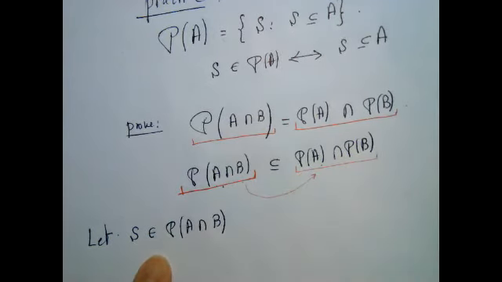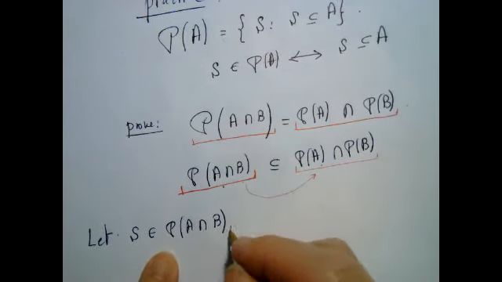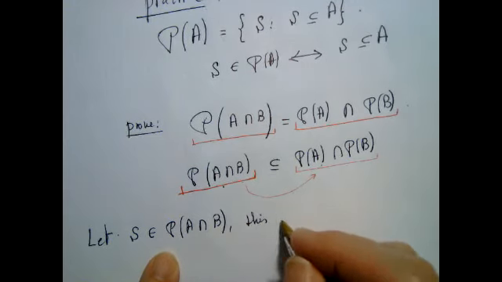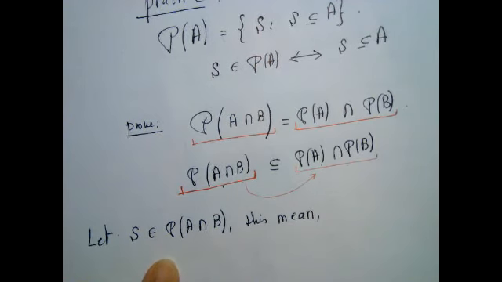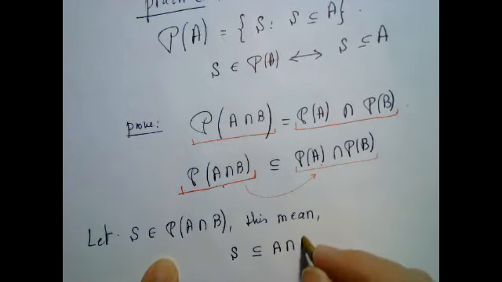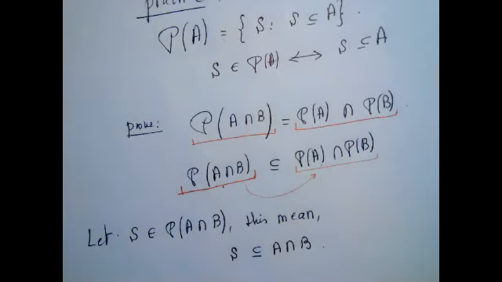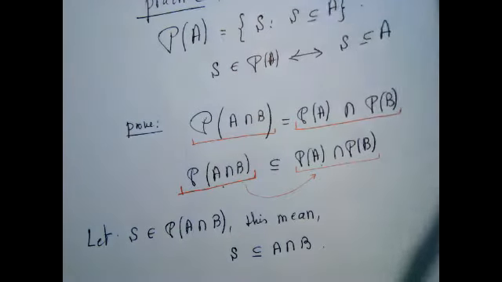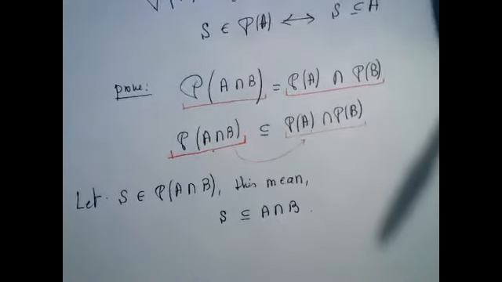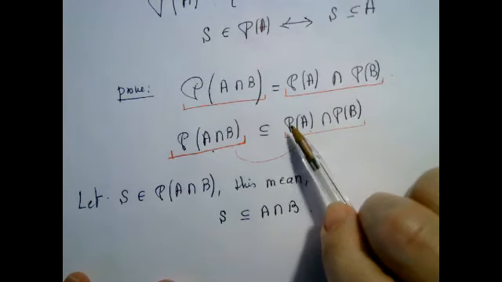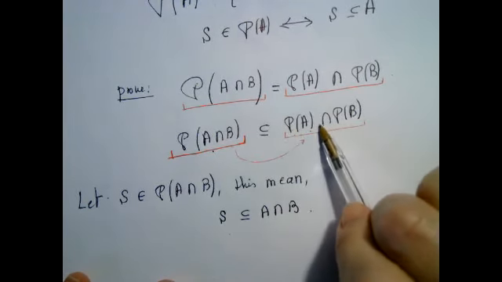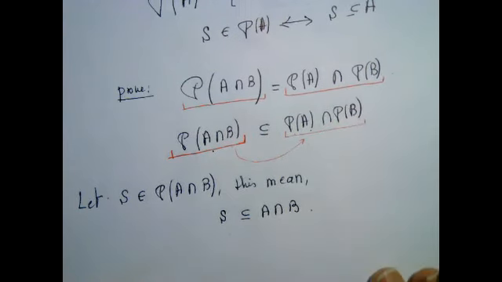Now let S be an element of the power set. What does this mean? What does it mean to be an element of the power set? It means S is a subset of A intersect B. Okay, so term by term, element by element, we do not change the logic of it. Now, you have to convince me that it's an element of the power set of A intersect the power set of B.